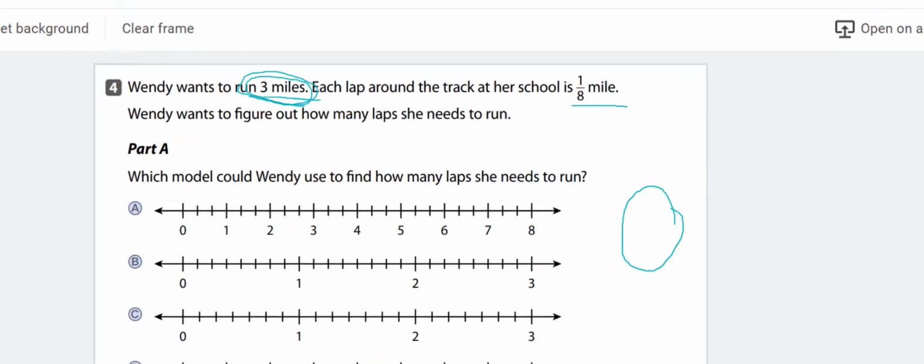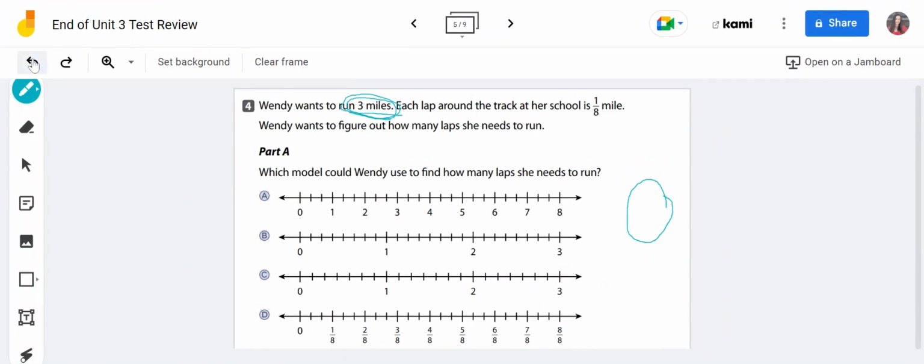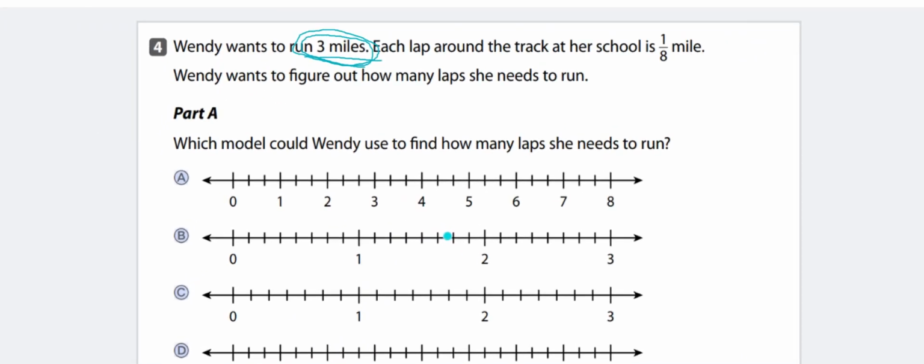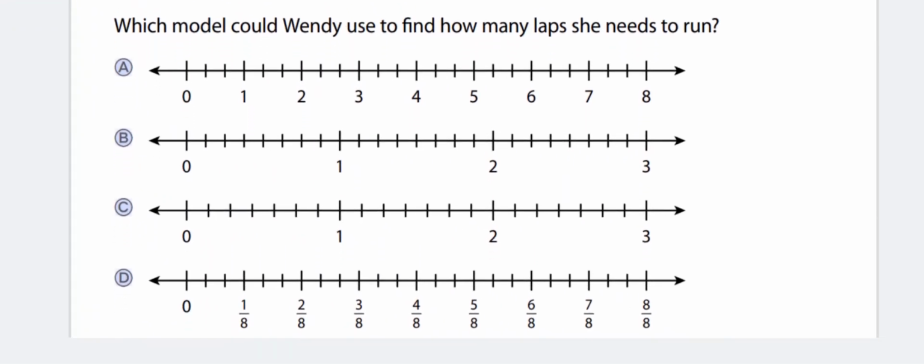So we want to find out how many times she actually needs to run laps in order to make it 3 miles. Thinking about that example, it would actually take a number of times, because when I just did it 4 times, 1/8, 2/8, 3/8, 4/8, I still was not at 3 miles. So first off, we know that it's going to be a total of 3 miles. I know that there's some of these that I can cross out because it doesn't end with 3 miles.